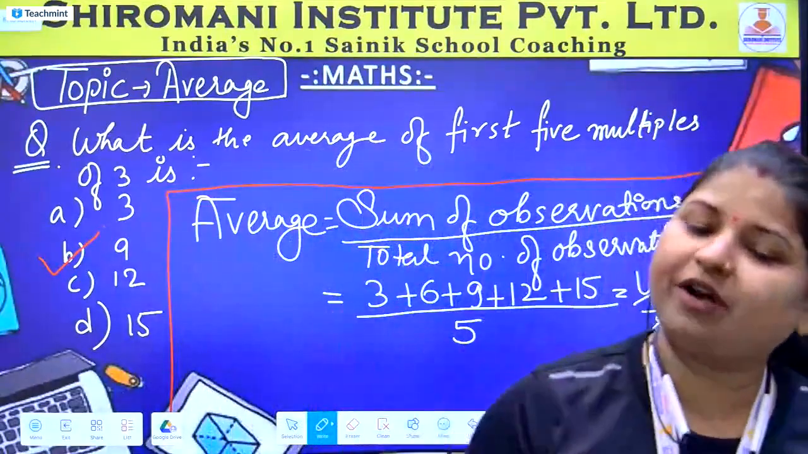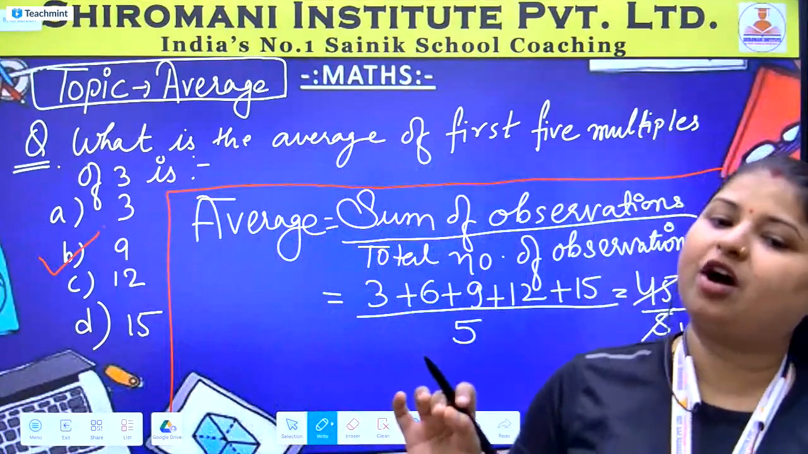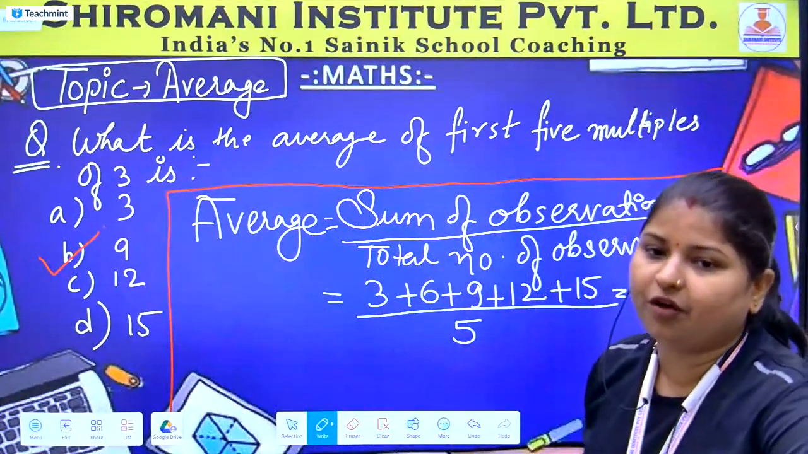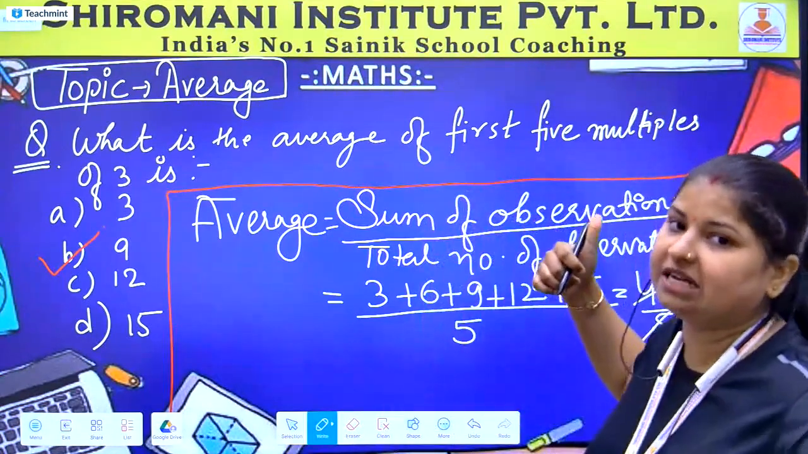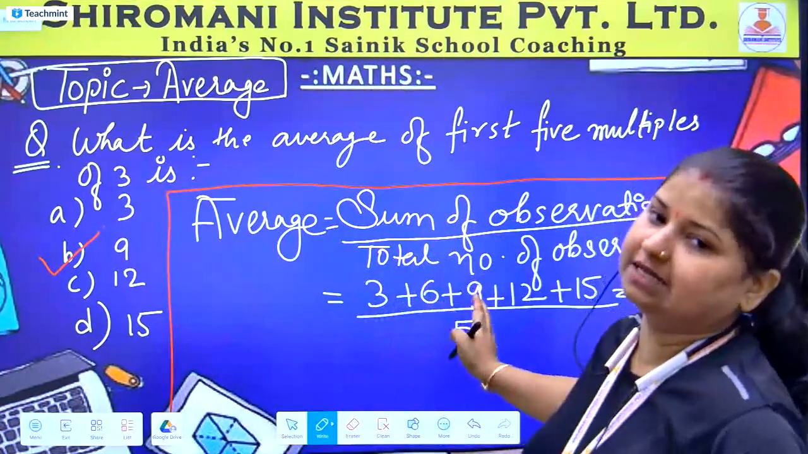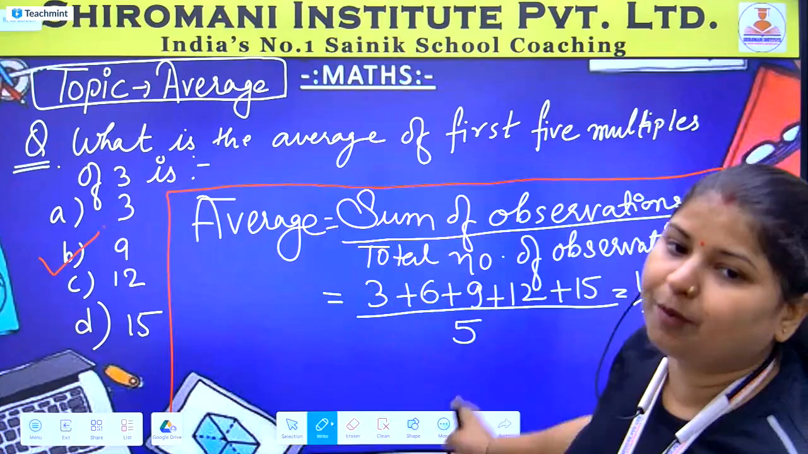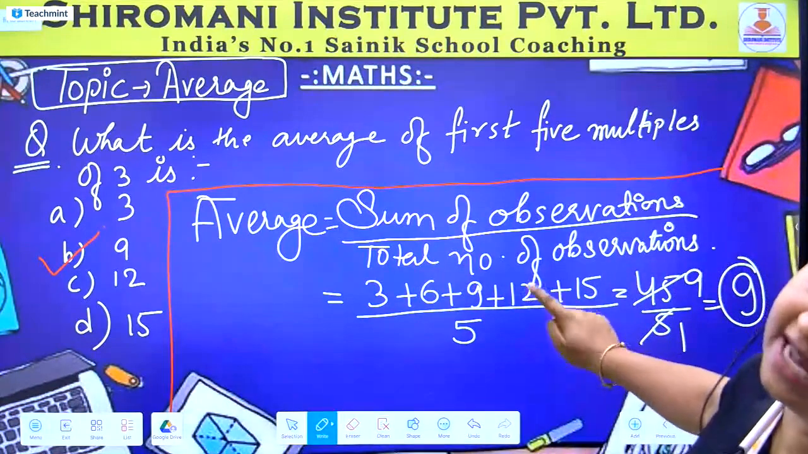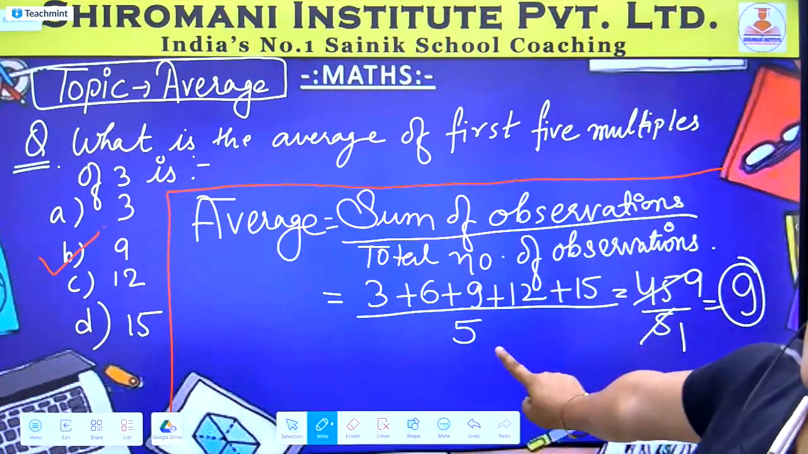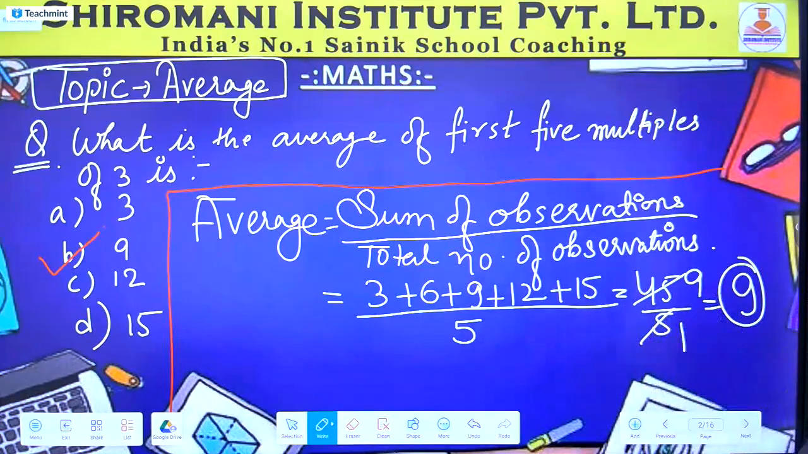Only one formula is there: sum of observations by total number of observations. The first 5 multiples are asked, so 3 plus 6 plus 9 plus 12 plus 15 is 45, upon 5. 45 divided by 5, I got 9. Those who have joined the class late, you might feel difficulty in this particular problem for sure.